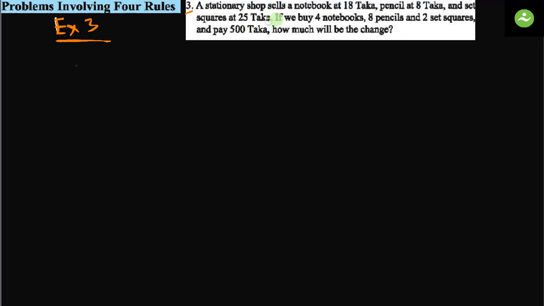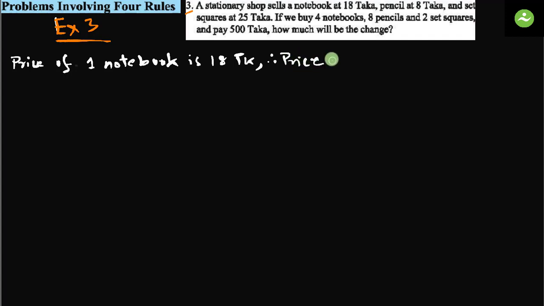If price of one notebook is 18 taka, then price of four notebooks equals 4 into 18 taka equals 52 taka.